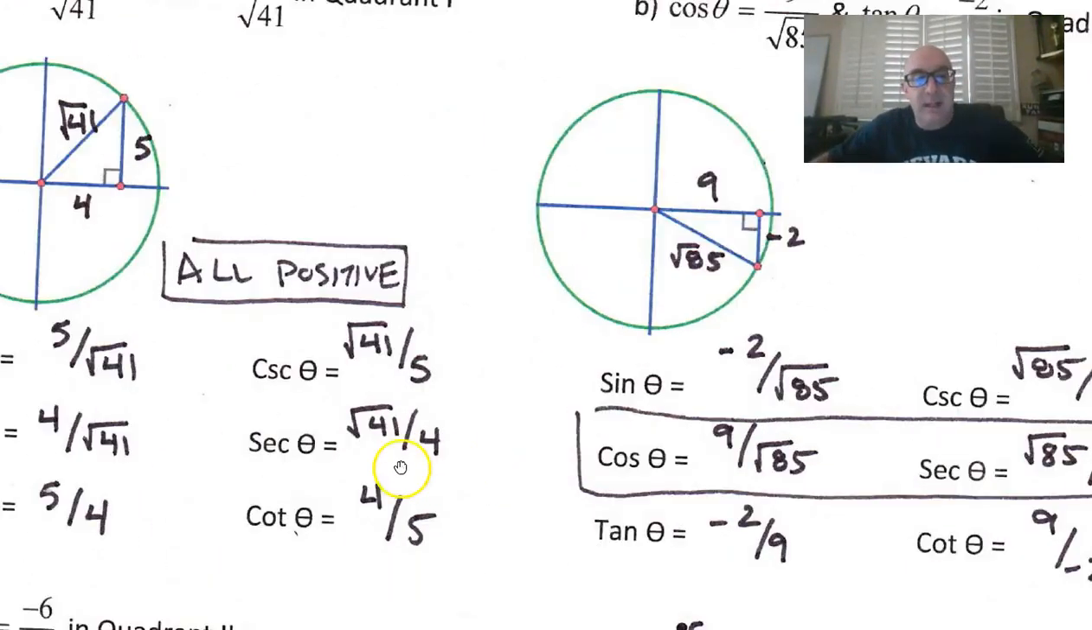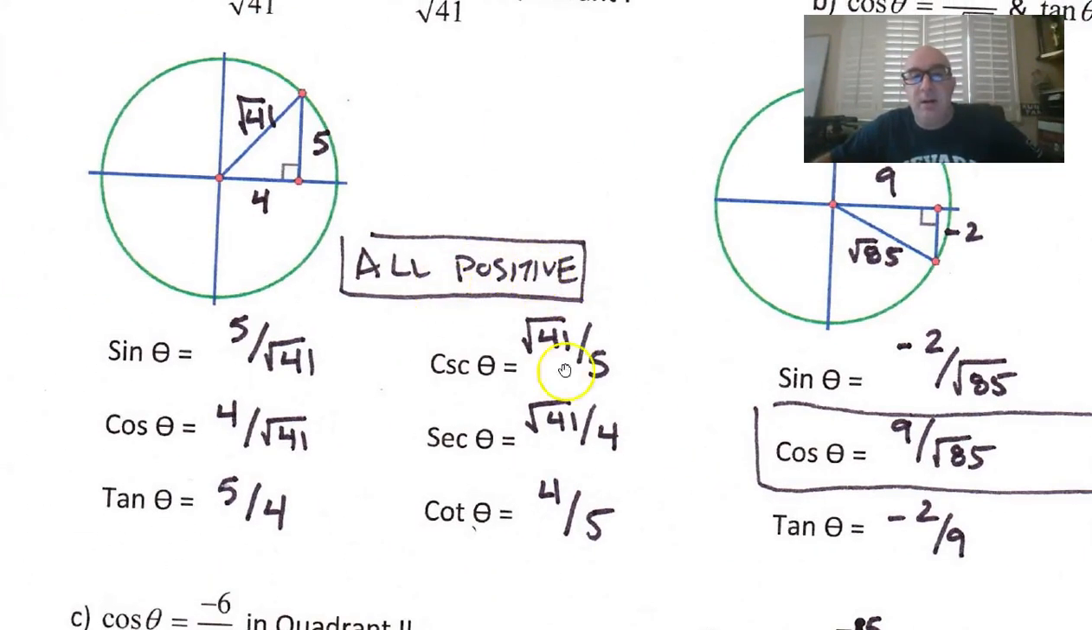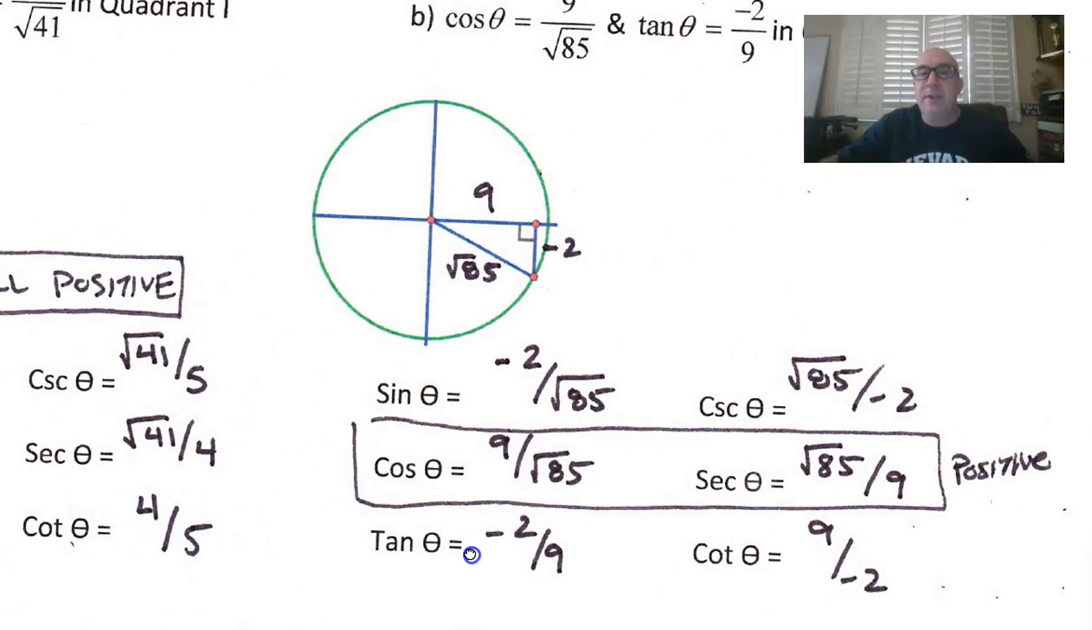Quickly, let's look at our other answers here. You had cosine is 4 over the square root of 41, and then sine is 5 over the square root of 41. So those two were given to you. Tangent is there, easy, and then the other ones are just the flip of it. Quite simple. Here, same thing.